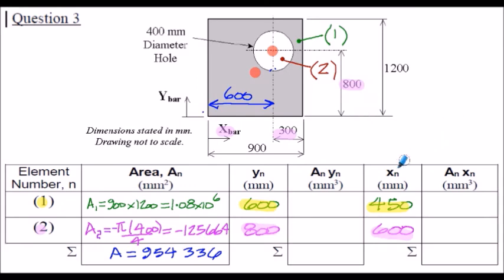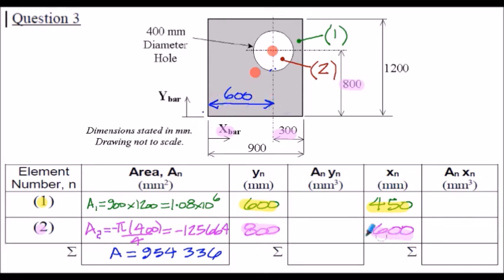Considering the x dimensions here, for element number 1, the x dimension would be half of the 900, so that's my 450 from the left-hand datum. And from the geometry given, the overall width of the plate is 900 millimeters. And we're told that the centroid of the circle is 300 millimeters in from the right-hand end, so that will mean the x dimension for element number 2, the circle, will be 600 millimeters.